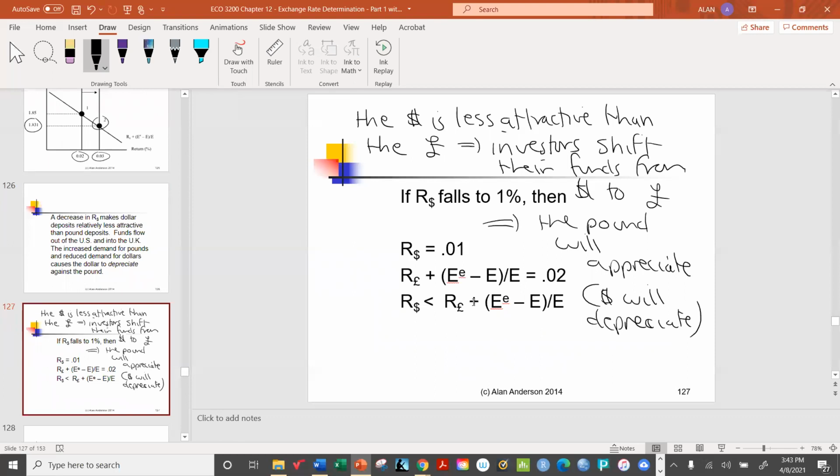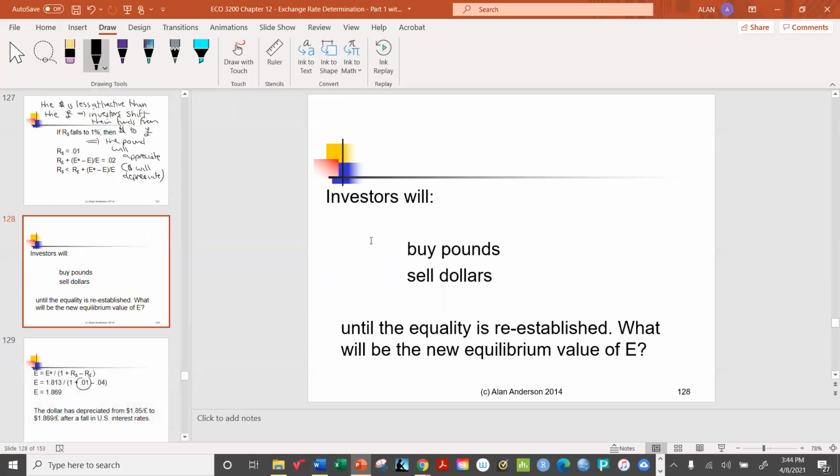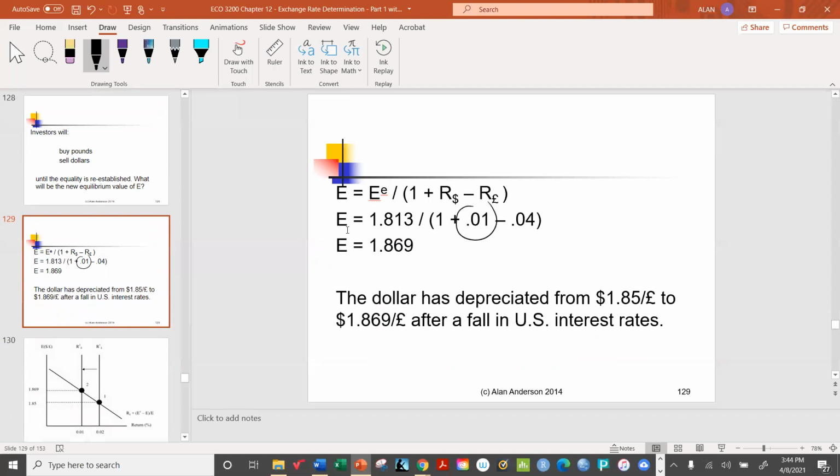So in other words, the lower US rate of interest means that investors are shifting their funds from dollars into pounds. The pound therefore must appreciate and the dollar must depreciate. The question is, what is the new equilibrium exchange rate? As I said, because of this, investors are buying pounds and selling dollars. And so when you plug in these new numbers, the equilibrium exchange rate rises all the way to $1.869 compared to the original value of 1.85, which means there's a weaker dollar.